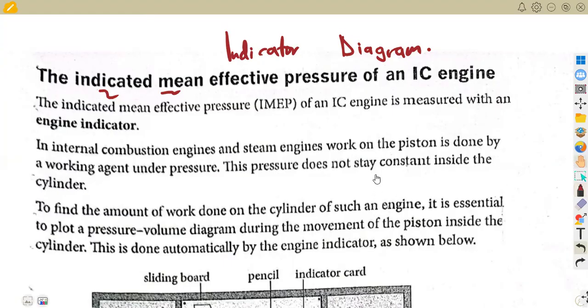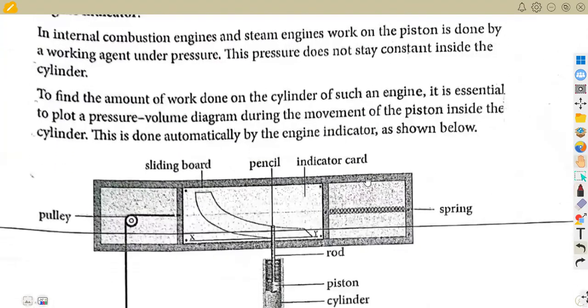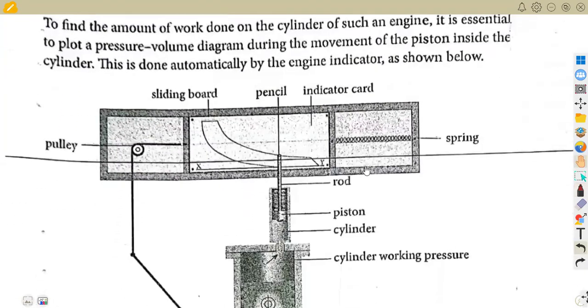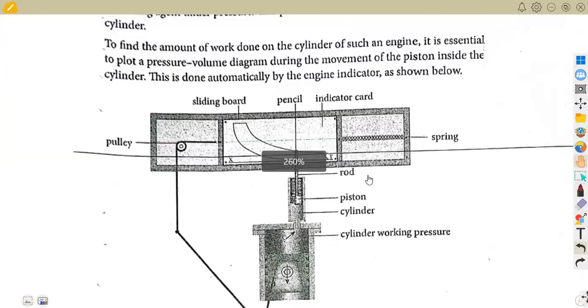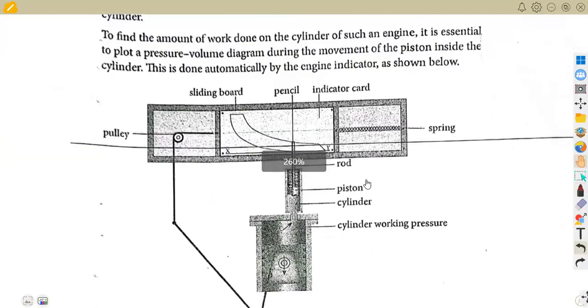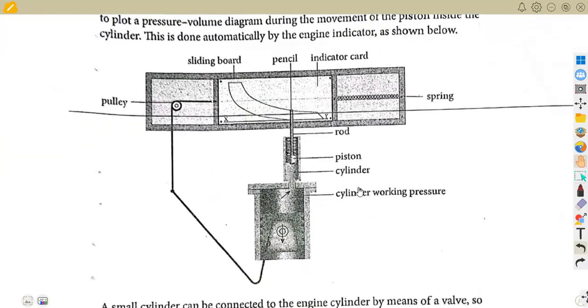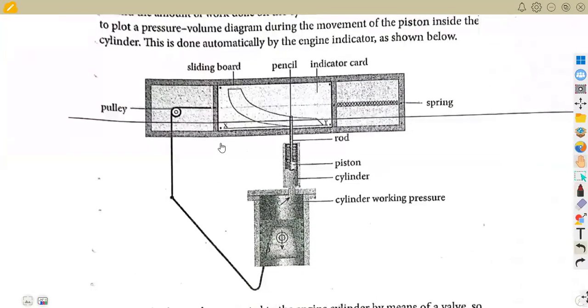So when we are given this, we shall talk about how we are going to have the calculations done. But in this case, that is the most important part of our diagram. We have the pulley, the sliding board, the pencil, the indicator card, the spring, the rod, the piston, the cylinder, and the cylinder working pressure.